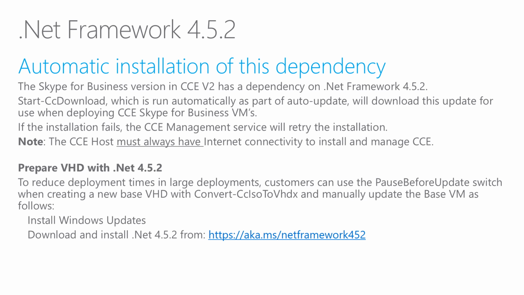This allows the administrator to connect to the base VM and perform installation of Windows updates manually, as well as to install the .NET Framework 4.5.2 so that it's already installed on the base VHD. Once that work is done, the administrator will interact with the script, tell it the work is completed, at which point the conversion process will complete and prepare the VHD for use in deploying CCE VMs.